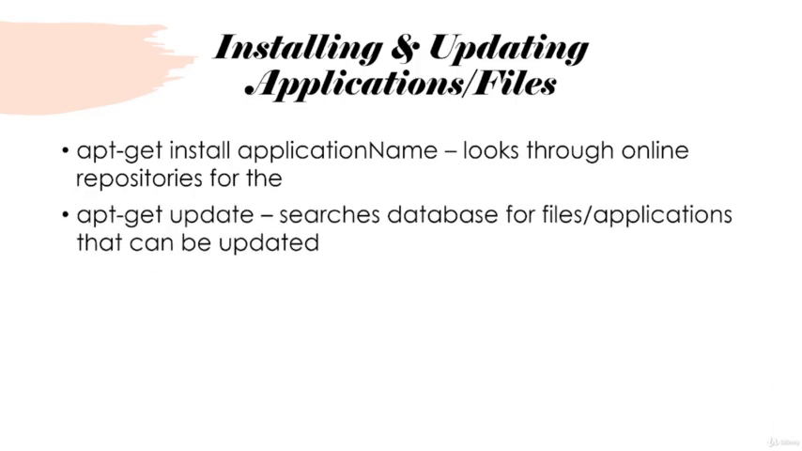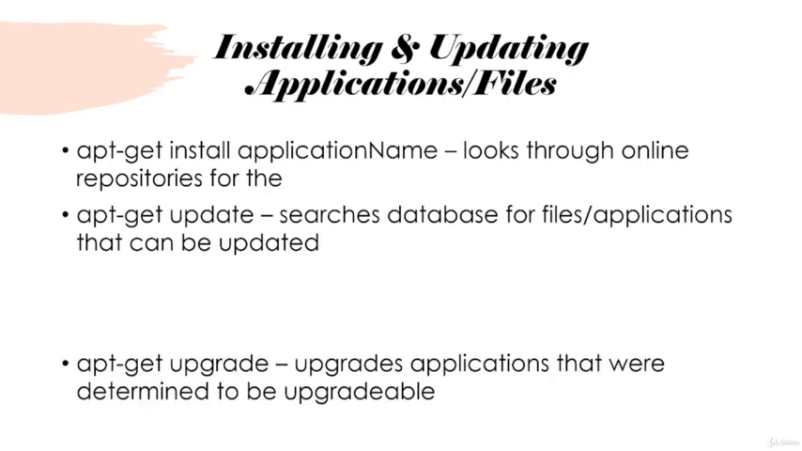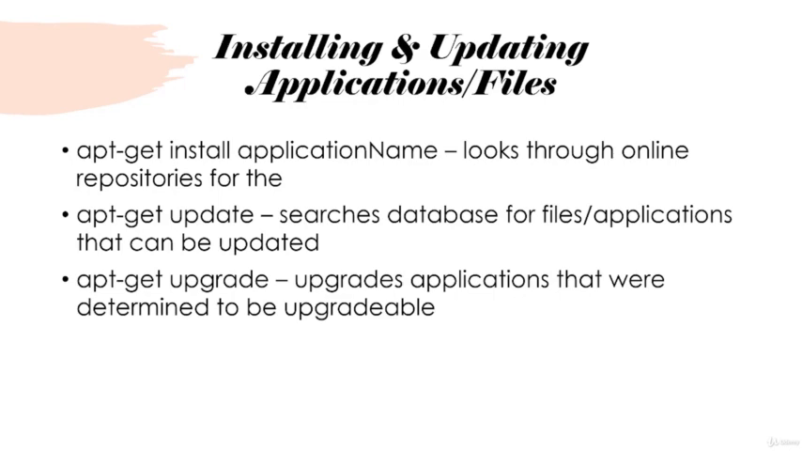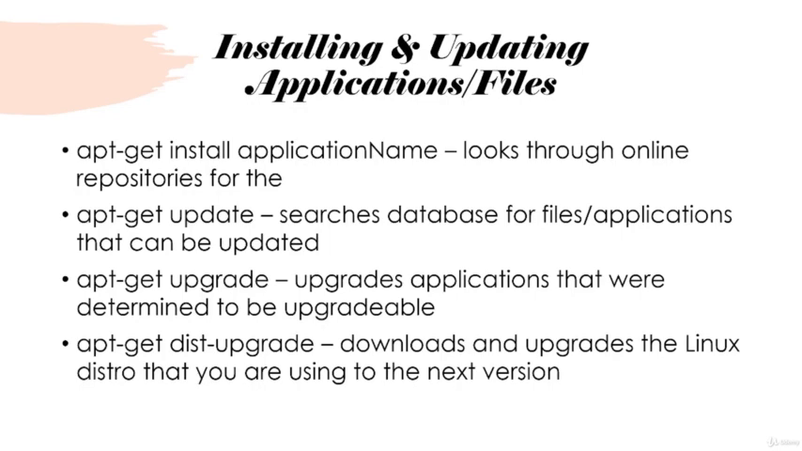The apt-get update command searches the database for files and applications that can be updated, and then the apt-get upgrade option actually upgrades or updates the applications that were found from the previous command. And then if you ever need to upgrade the distribution, like when a new version of Kali Linux comes out, or maybe you have Ubuntu and a new version of Ubuntu comes out, you would do apt-get dist-upgrade, and it'll allow you to upgrade the distribution to the next version.